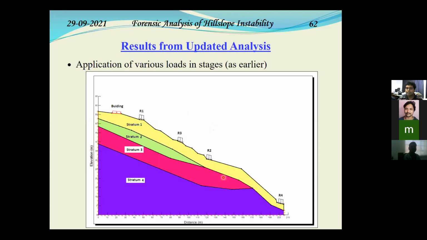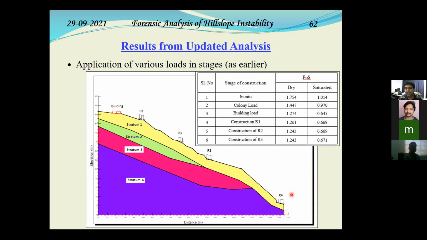And as earlier, we constructed all the building loads and retaining wall loads in stages, sequential analysis, whatever we did earlier. So we had the building load, then we gave R1, then we gave R2, then we gave R3, and finally R4. And we did all the stages of analysis, what we discussed earlier. And now, interestingly, the things started to make more sense.